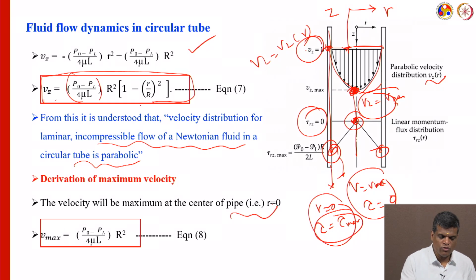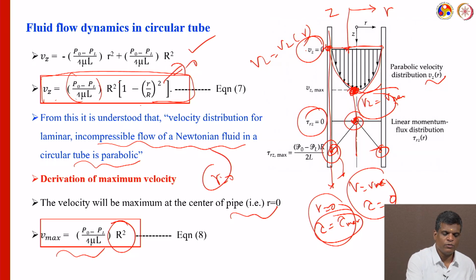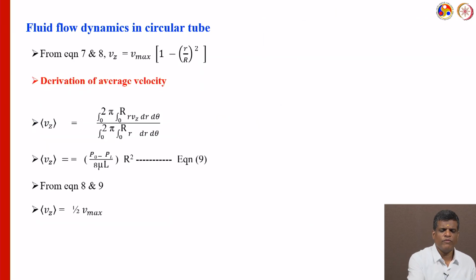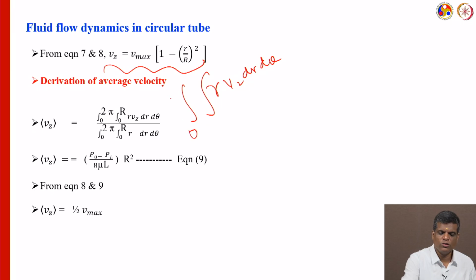So V max is (P naught minus P_L) by 4 mu L into R square, because we get V max when r equal to 0. If r equal to 0, we get only up to this expression. That's how we get the maximum velocity from this equation. Once we have done that, we know V is equal to V max times (1 minus (r by R) square). Now we have to go for the average velocity. Average velocity we can do by integrating Vz r dr d theta, because throughout the pipe we have to use 0 to 2 pi, then 0 to R.